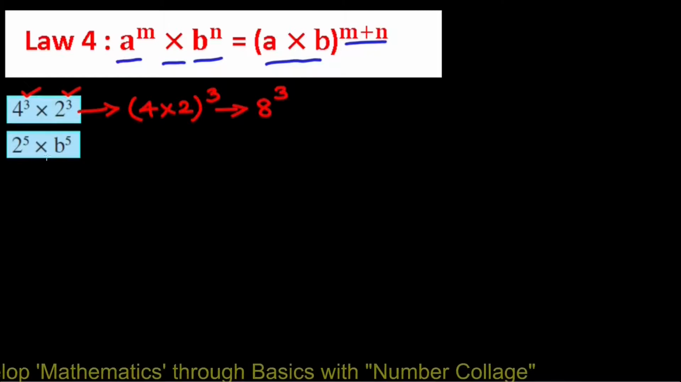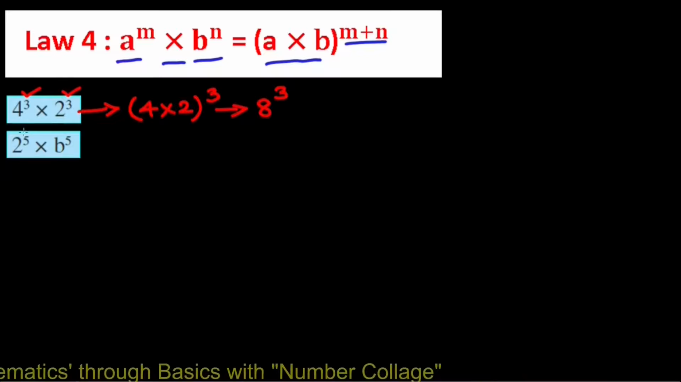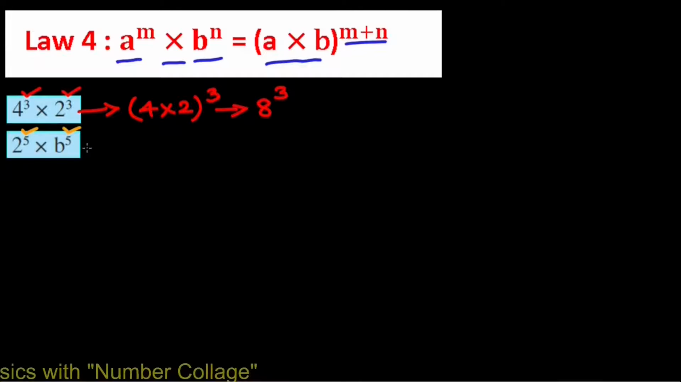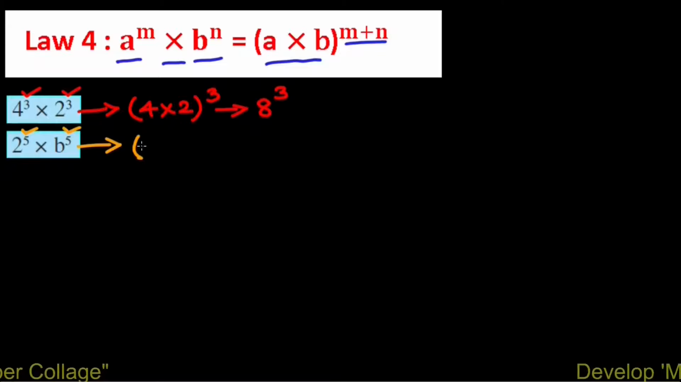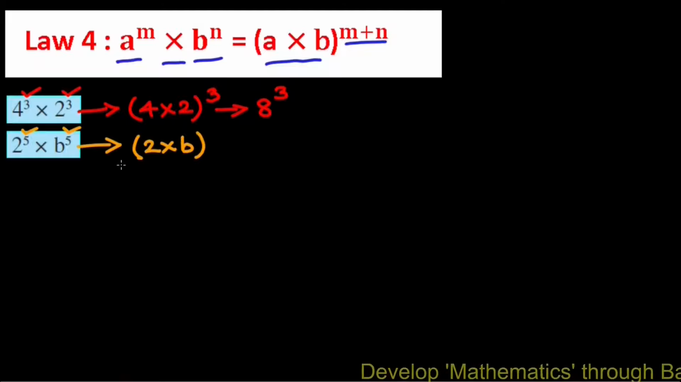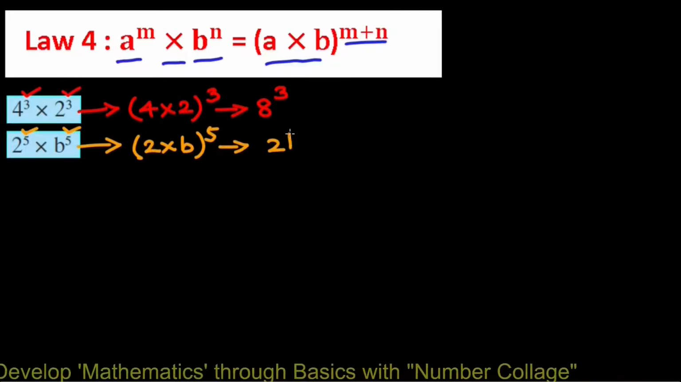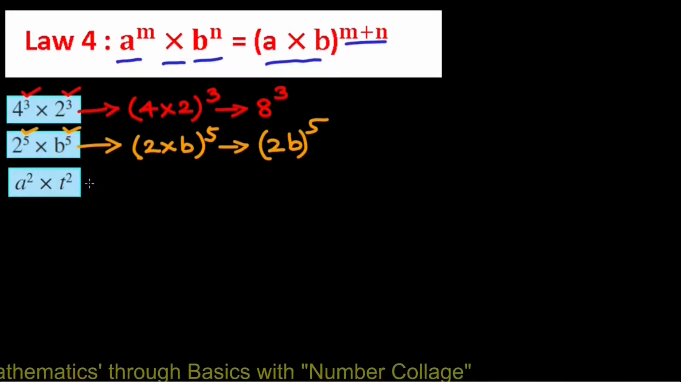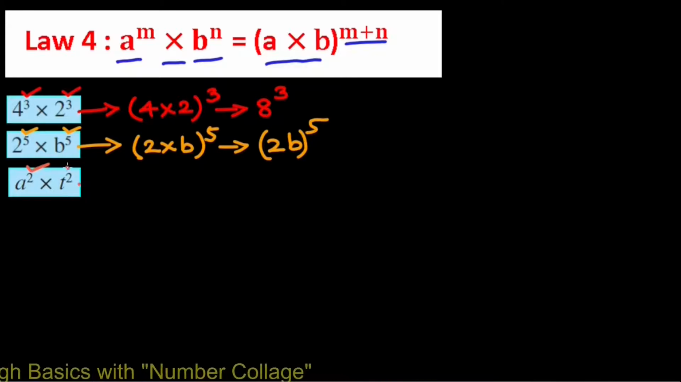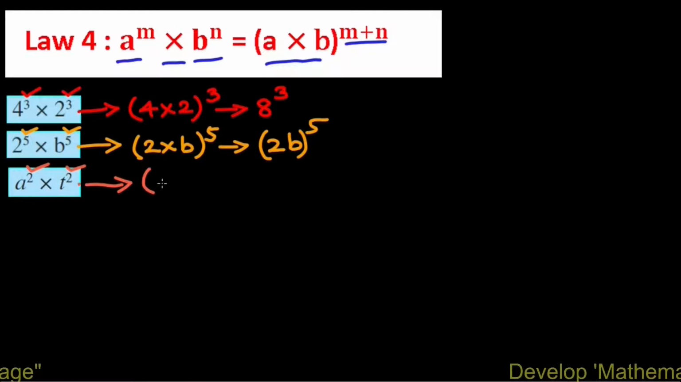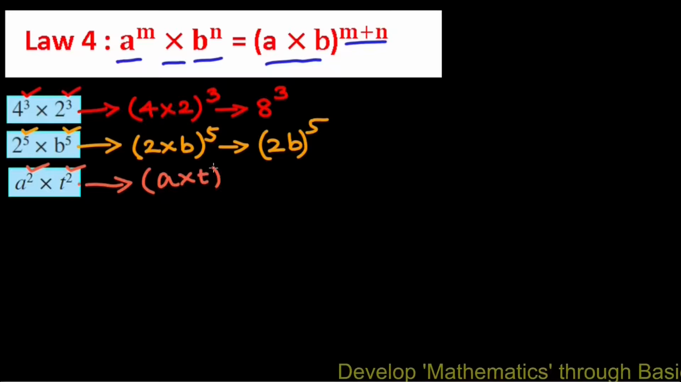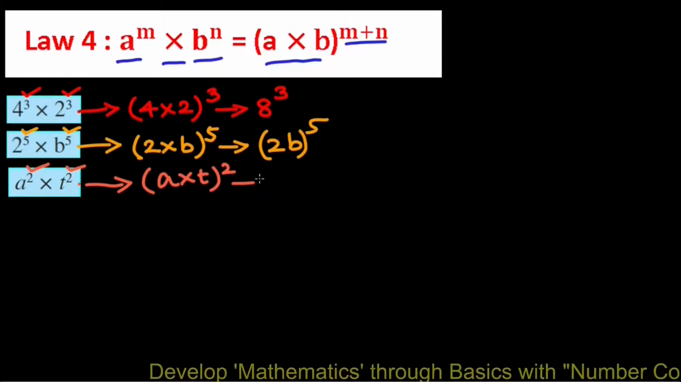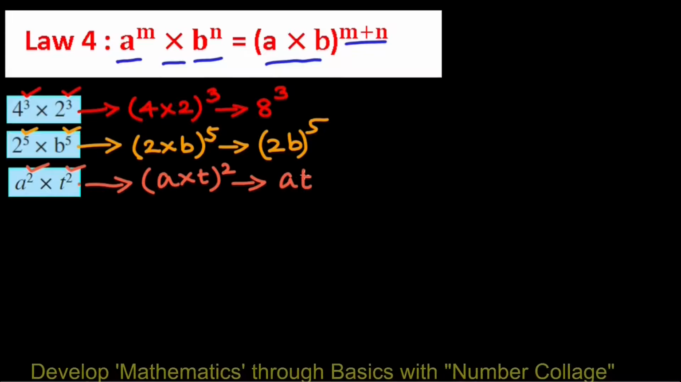2 raised to 5 multiplied by b raised to 5. Here the exponents are the same. So first we will multiply the bases 2 and b and raise this product to 5, which will be 2b raised to 5. A squared multiplied by t squared. Here the exponents are the same. So first we will multiply the different bases a and t and raise this product to 2. That gives us at squared.